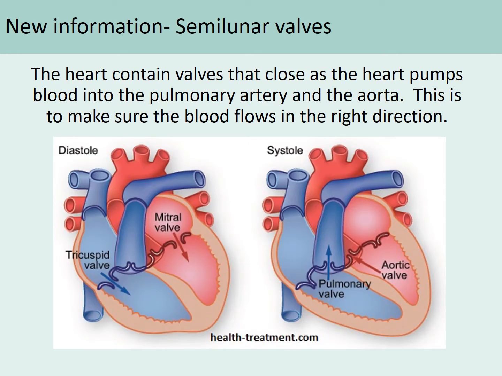Okay, so we've mentioned these valves before, and you don't need to know the name of all of the different valves. You just need to know the function of the valves, okay? And that is that they stop the blood going the wrong way. So it's the same as where we were looking about veins. So veins have got valves in them to stop the backflow of blood. The heart also has valves in it, and they stop the blood going the wrong way. So they stop the backflow of blood.